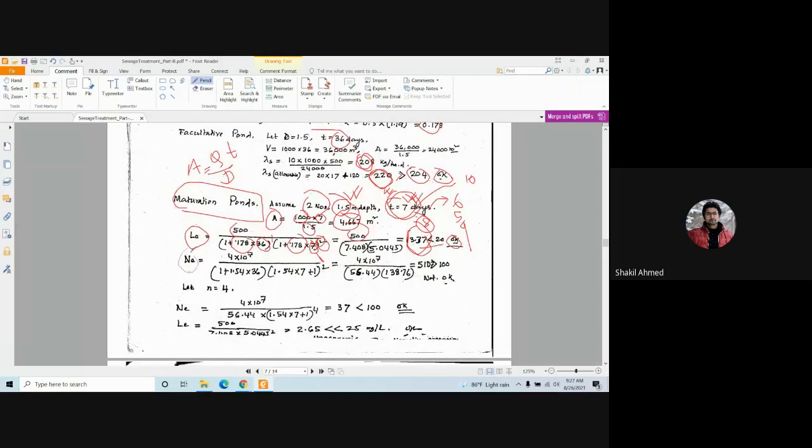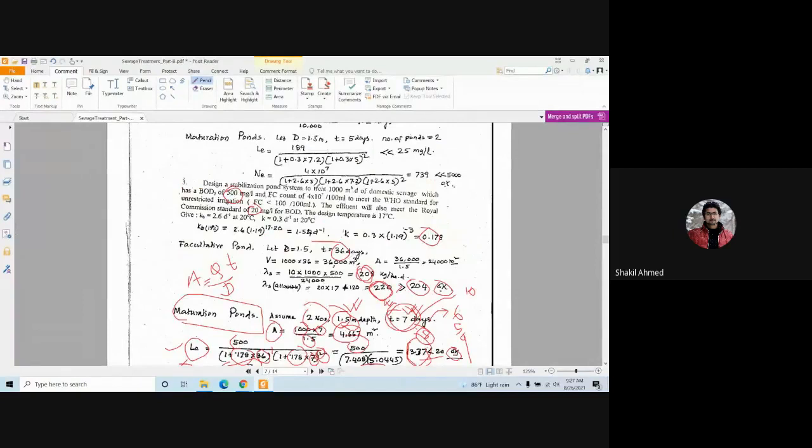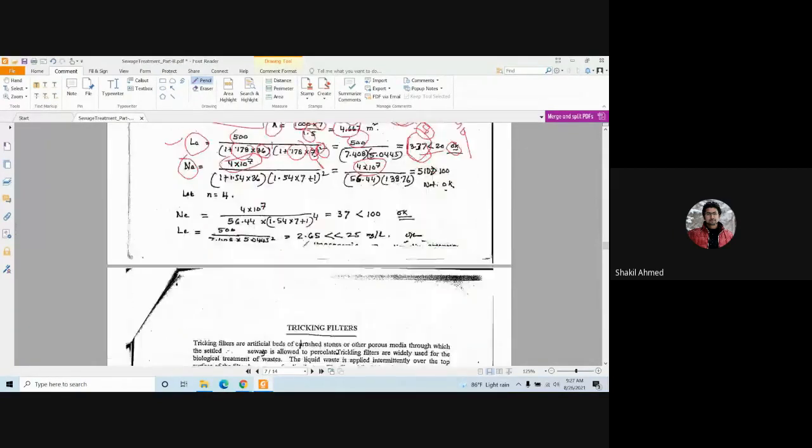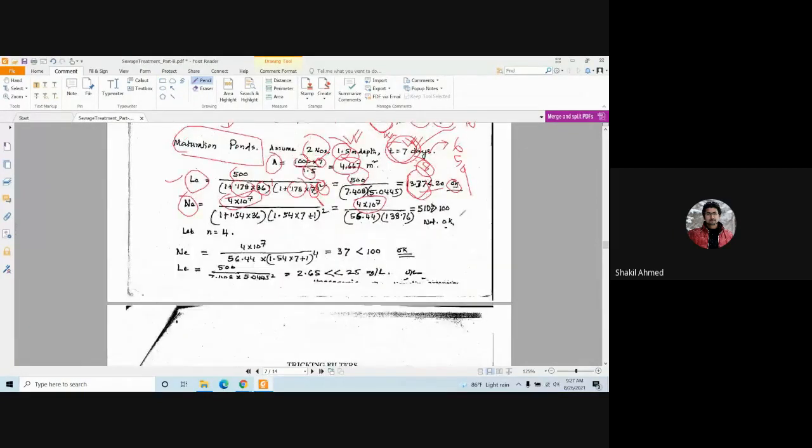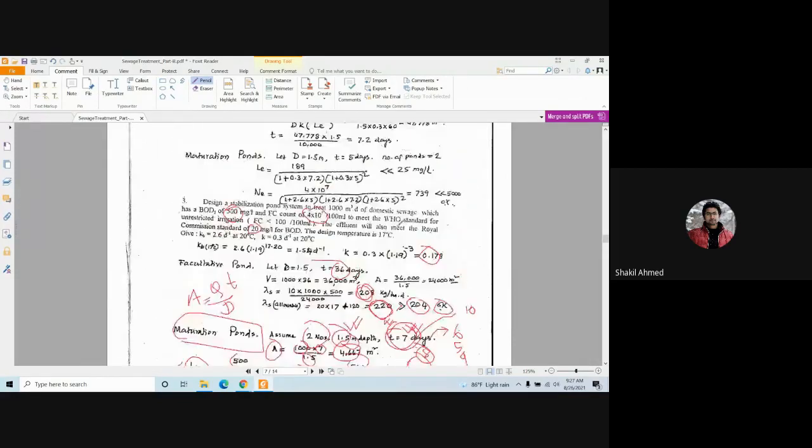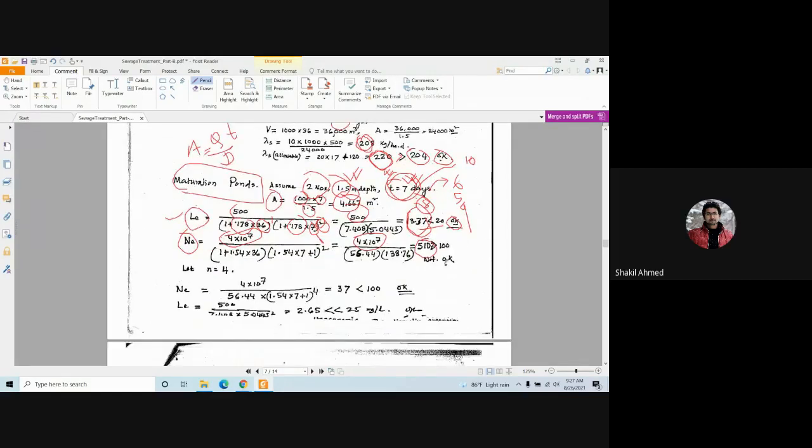And finally, you do the NE, which is the same as LE. You just put the value of NI here. NI is 4 into 10 to the power 7. Do you see this is not okay, guys, by the way? This is 510, and it has to be less than 100. It's not okay.